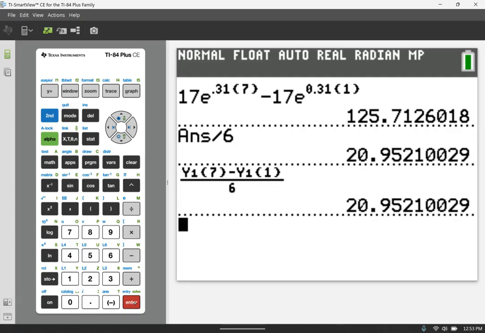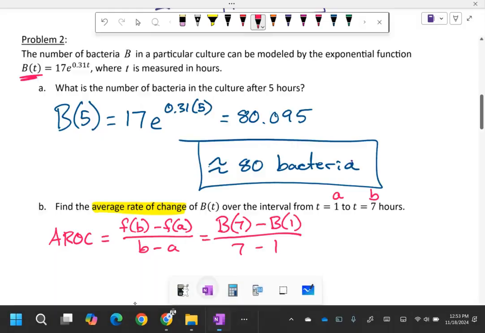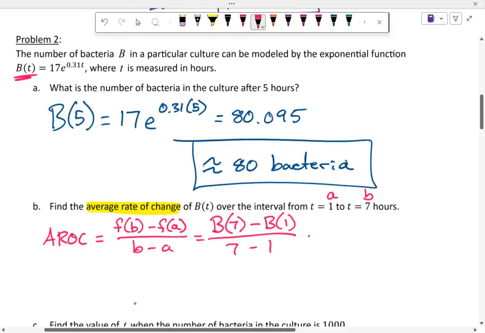All right, so our average rate of change, accurate to 3 decimal places, is 20.952. So this is equal to 20.952.